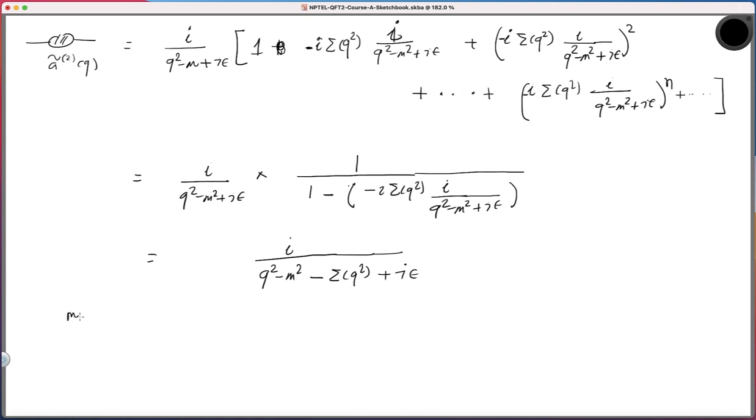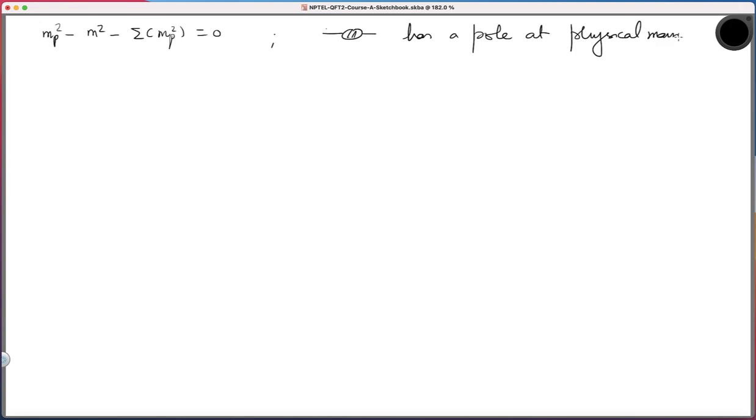Meaning, I should write it on the next page, meaning M_P squared minus m squared minus sigma of M_P squared equals zero. Why? Because this has a pole at physical mass. So I have just put q squared equal to M_P squared in the previous expression, in the denominator, and then I get this condition. And with the help of this, I can determine the physical mass and also the factor of Z to whatever accuracy I require. Okay, so let's do that exercise.